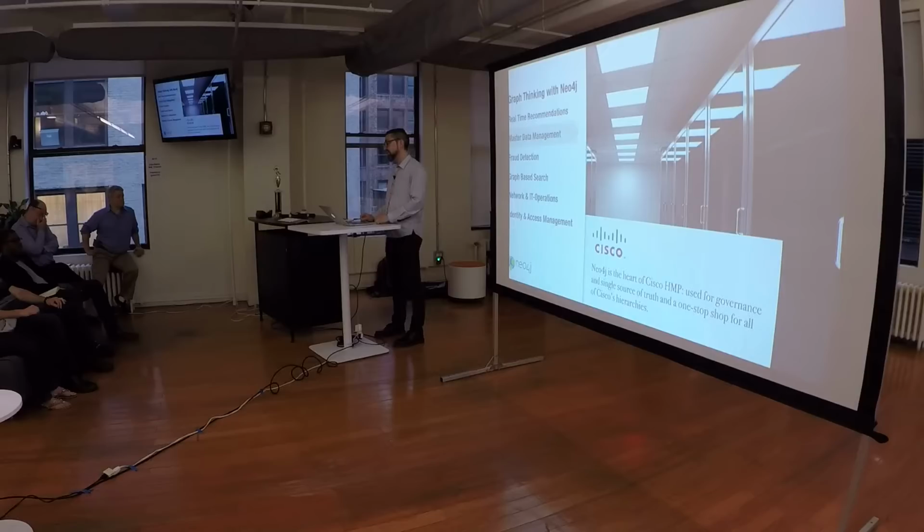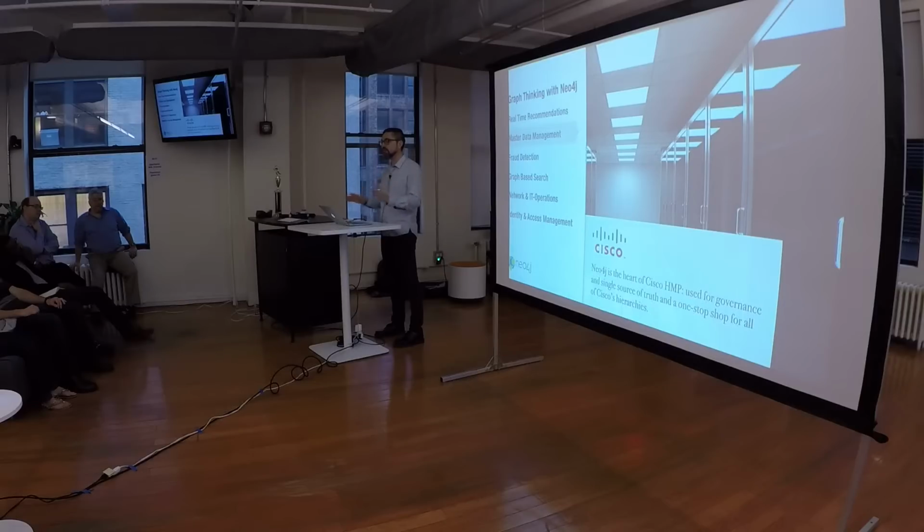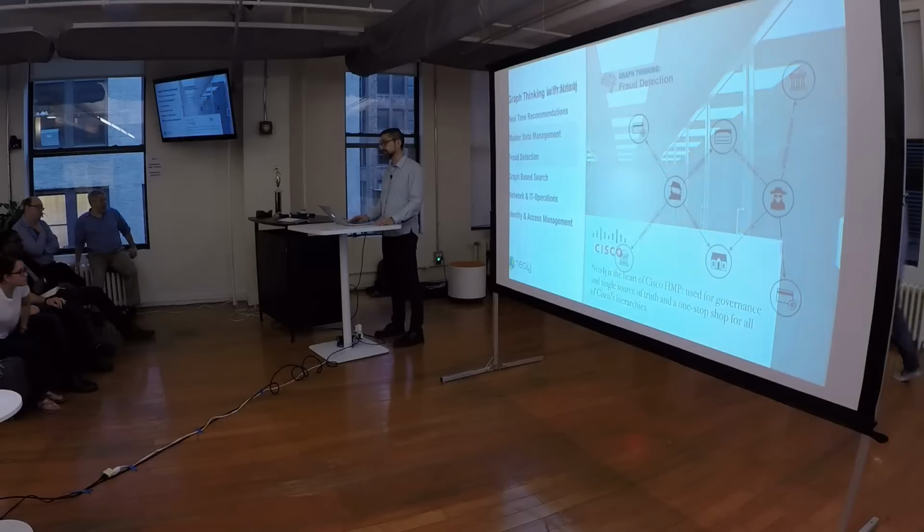For master data management, one of our early adopters was Cisco, who internally had a huge master data management challenge. They've got a product called HMP that is used for governance and single source of truth, a one-stop shop for all of their hierarchies. They had a huge organization, so many people spread throughout the country and around the world. And just understanding who was where and who might be affected by something was a hard problem for them. Putting that all into a graph let them work with it pretty reasonably, and they've been big fans ever since.